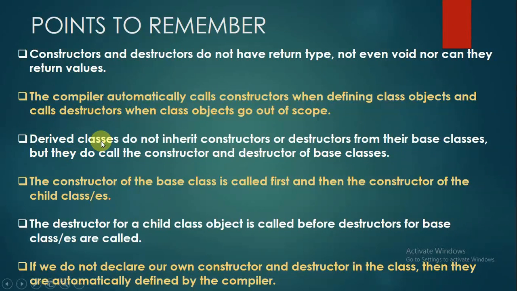Derived classes, we will talk more about it in inheritance. They do not inherit constructors or destructors from their base classes, but they do call the constructor and destructor of base classes. Constructors and destructors are never inherited, but the base constructor and destructor are called by the child classes. The constructor of the base class is called first and then the constructor of the child class. This concept will be explained more in the video on inheritance. Again, the destructor of a child class object is called before the destructor for the base class. Again, this concept will be explained in more detail in inheritance when we talk about the child class and the base class.